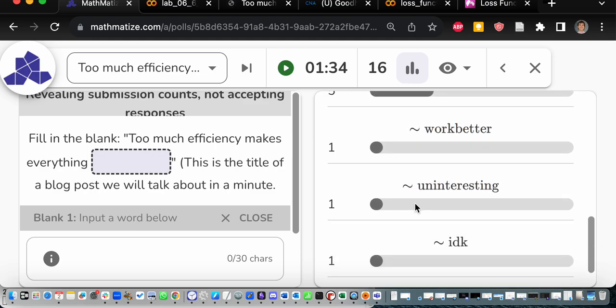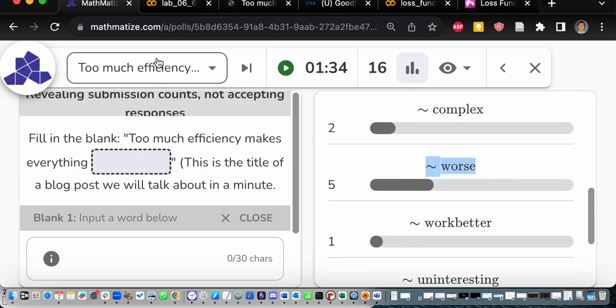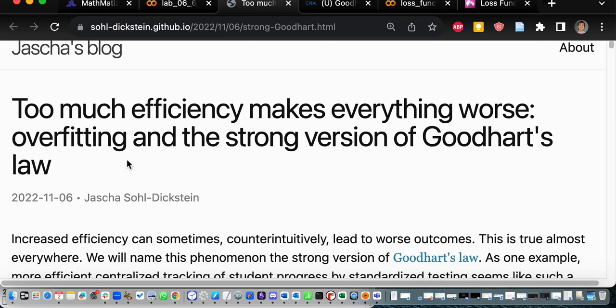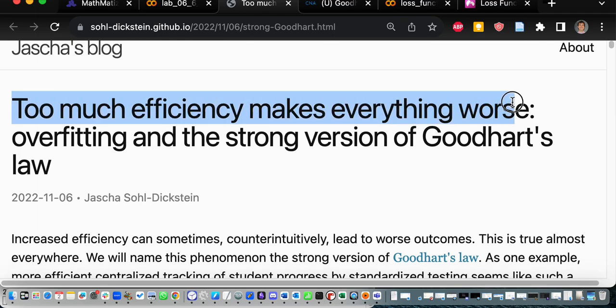Yeah, that's possible. This common answer, worse, is actually the name of the blog. Too much efficiency. Maybe you guys peeked at the thing. Will it load? It's the first name. Oh no. You guys caught me. Okay. So too much efficiency makes everything worse. It makes it worse.